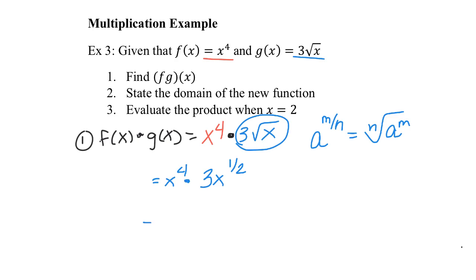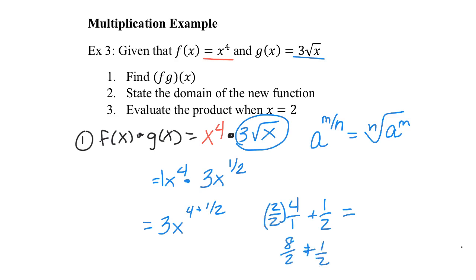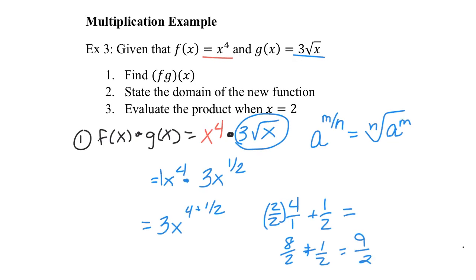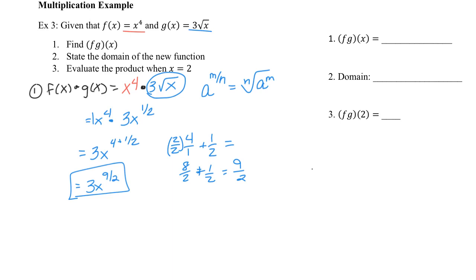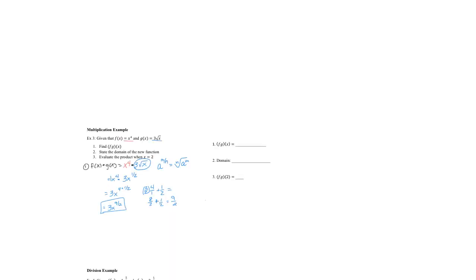So because we are multiplying, that means the coefficients get multiplied. So 1 times 3 makes 3, and the exponents are actually added together. So 4 over 1 plus 1 over 2. Make sure you have common denominators. 8 over 2 plus 1 over 2 is equal to 9 over 2. So this is really 3x to the 9/2 power. That is your new function when you multiply f and g together. So 3x to the 9/2.